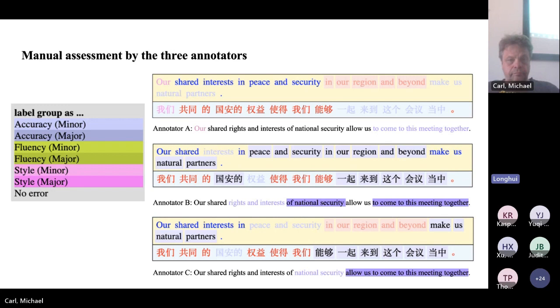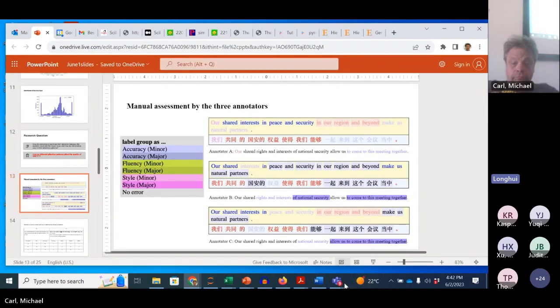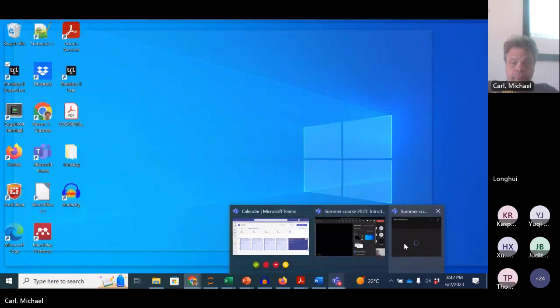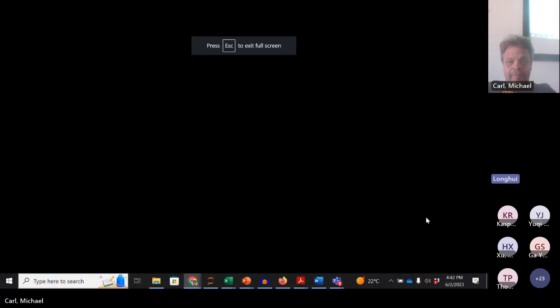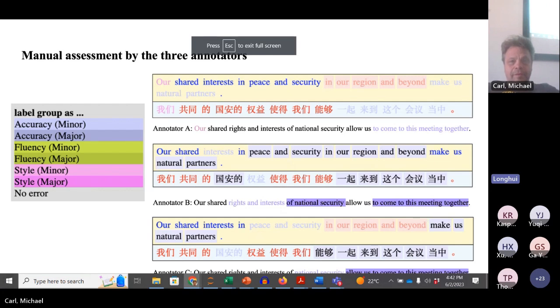Yes, so here we can see the interface of Yawat. We have talked about it maybe two times before this. And we can look into the manual assessment by the three annotators we hired for this study. Sorry, go ahead. Okay, yes. So we can look into this manual assessment by the three annotators that Lucas actually hired.